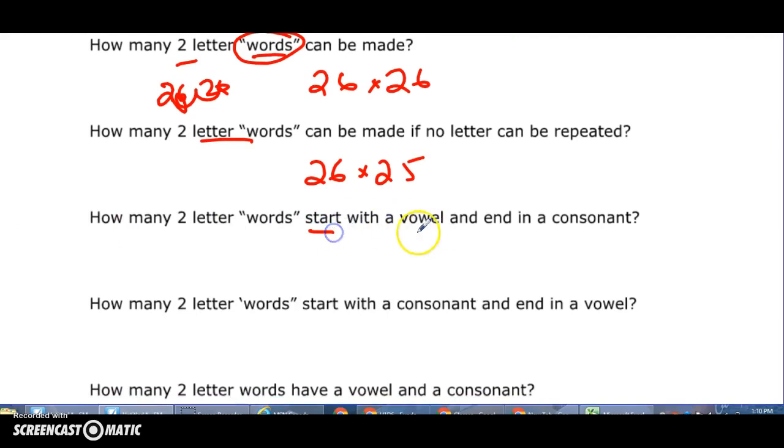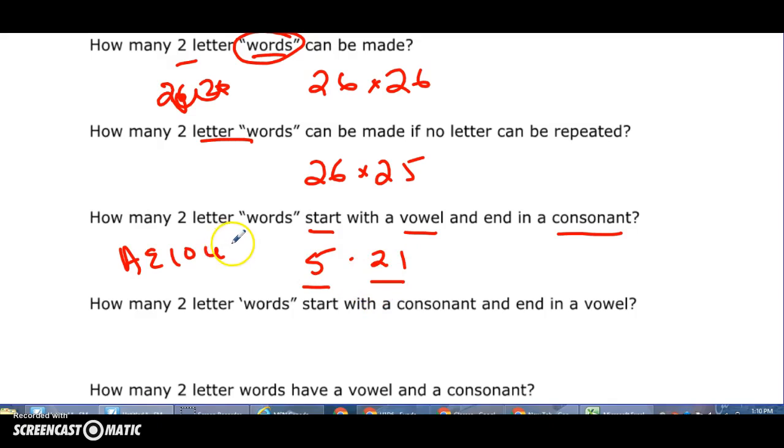How about this? Start with a vowel and end with a consonant. Well, A, E, I, O, U are the vowels. Are we going to include Y? Let's not, okay? Let's start just with these ones here for now, okay? 5, and that would mean that there are 21 consonants. Okay, so 5 options for your first letter, 21. So you're going to multiply those two and figure out what that is.